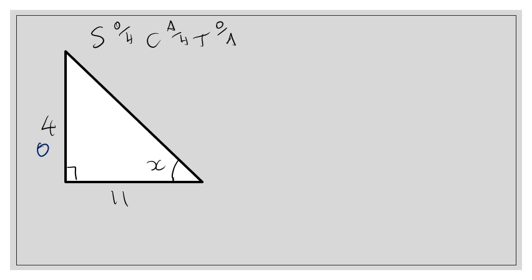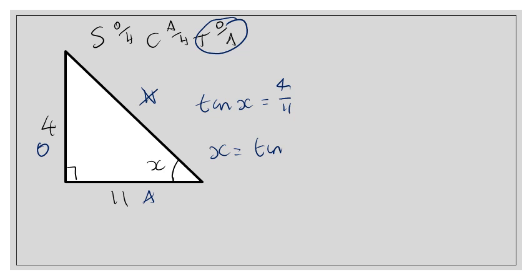So we've got my opposite, my adjacent, my hypotenuse. Not using hypotenuse, this time means we're going to be using tan. Tan of my angle tan x equals opposite over adjacent. So x equals tan minus 1, 4 divided by 11. We then type that into our calculator and we get 19.98 degrees.